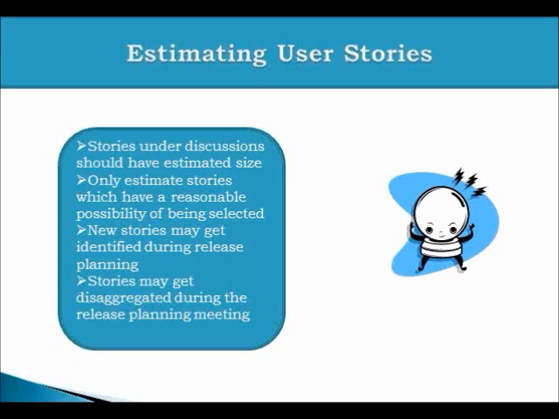Now, which stories need to be estimated? Your product backlog may have 100 stories. But in a release, you know that you are going to take only 30 or 40 stories. So you need not estimate the complete product backlog. The stories which have a probability of getting selected in an upcoming release need to be estimated. But while doing a release planning meeting, you may identify new stories. You may split the existing stories. So there may be some disaggregation. So some level of estimation may happen during the release planning meeting as well. But it's better to have estimated stories before we get into the release planning meeting.